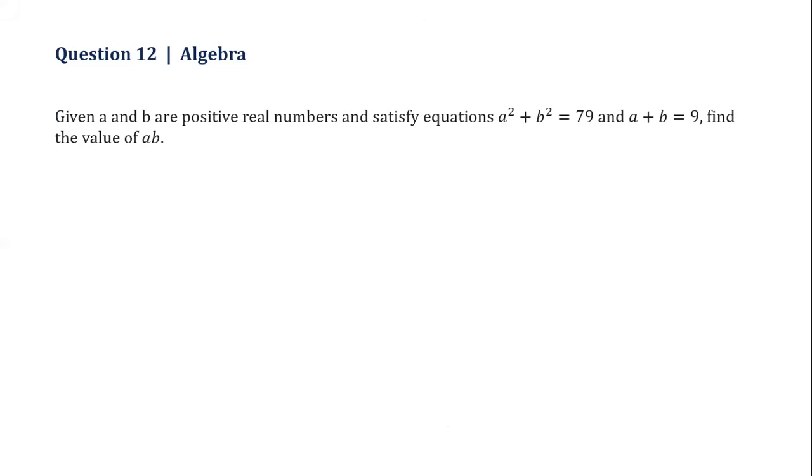Okay, number 12. Given A and B are positive real numbers and satisfy the equations A squared plus B squared equals 79 and A plus B is equal to 9, find the value of AB. So AB here means the product of A and B. Okay, let's start.